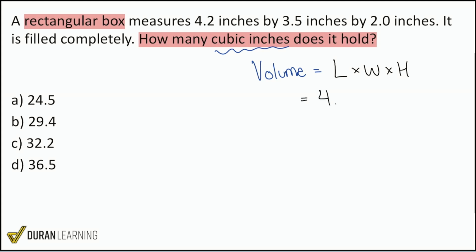Our volume is going to be 4.2 times 3.5 times 2.0, or just 2. And so from here, I'm actually just going to write 2. Don't even need to write the 2.0, but that's it. We're going to calculate this together and we're good. Did anybody freak out or pause just because we had decimals?